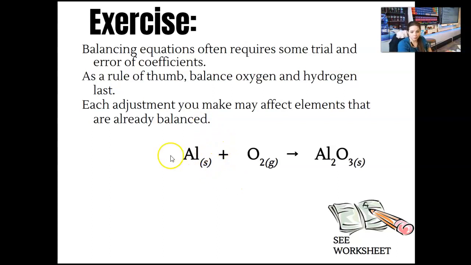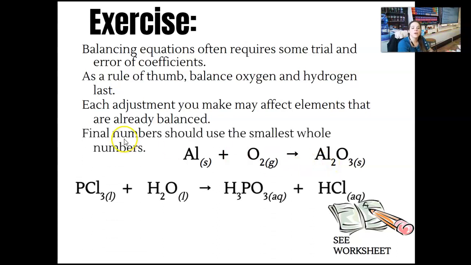So let's look at this one. You have aluminum plus oxygen gives you aluminum oxide. All right. Final numbers should always use the smallest whole numbers. So looking at this, I have a 2 here, so I need 2 here. I have 2 here, but I have 3 here. So I'm going to have to do something to make them even. I'm going to end up putting... this is not balanced. I'm sorry, this is incorrect.